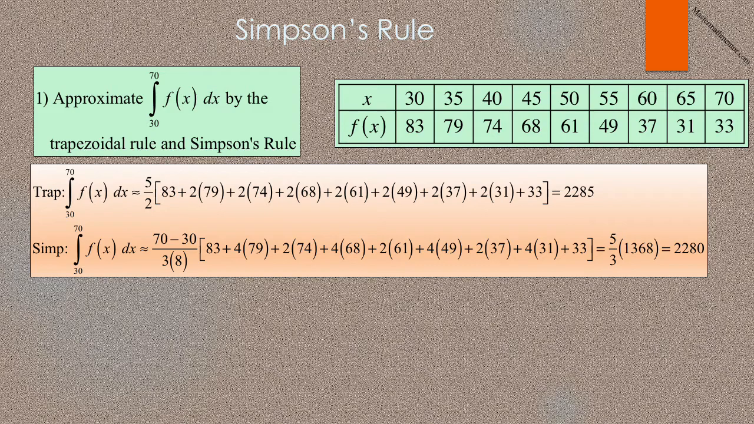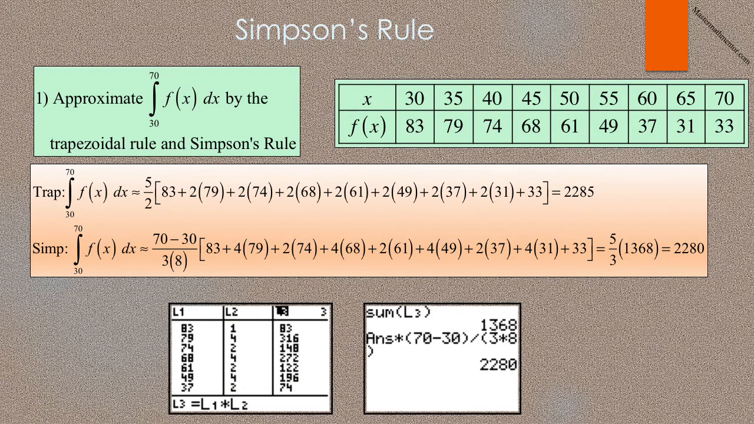So the integral from 30 to 70 of f of x dx is 1/3 the base, which can be gotten by 70 minus 30 divided by 8, times 83 plus 4 times 79 plus 2 times 74 plus 4 times 68 plus 2 times 61 plus 4 times 49 plus 2 times 37 plus 4 times 31 plus 33. And that gives us 5/3 times 1,368, or 2,280.